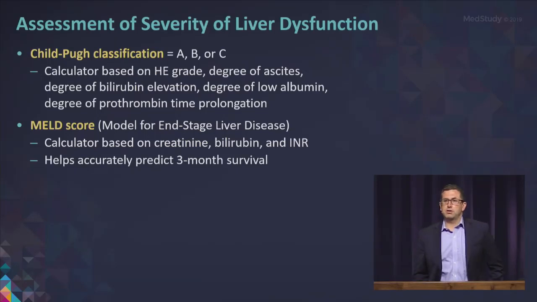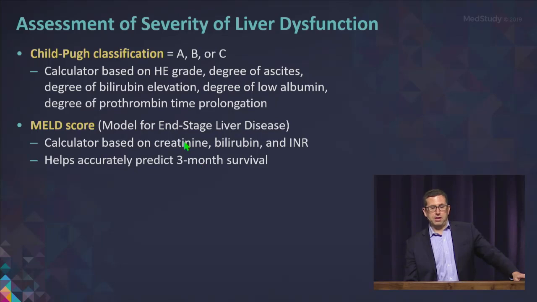So when you're assessing the severity of liver disease, there are really two main classifications. There's the Child-Pugh score, which could be A, B, or C. It's a calculator that you plug in variables depending on grade of hepatic encephalopathy, ascites, bilirubin elevation, degree of low albumin, and prothrombin time prolongation.